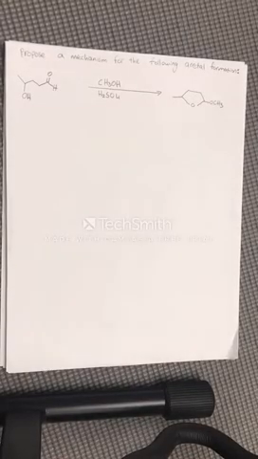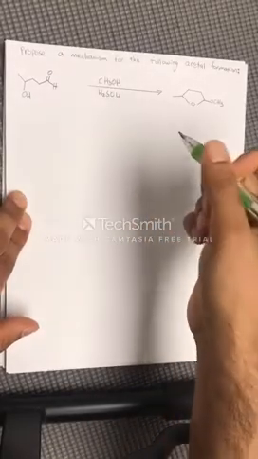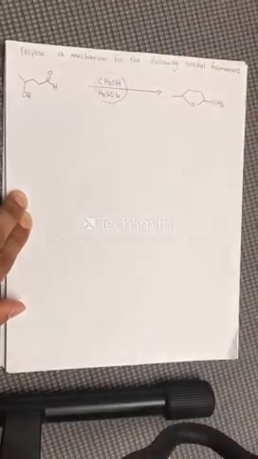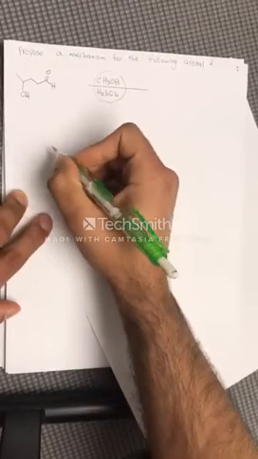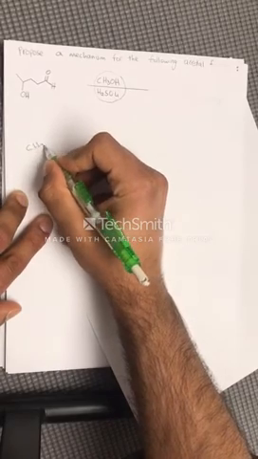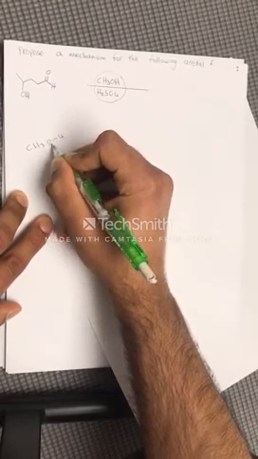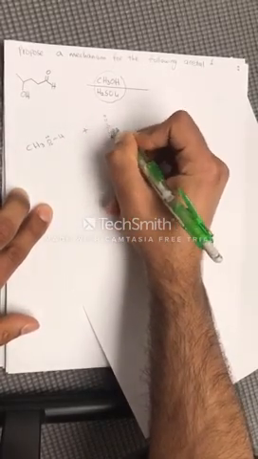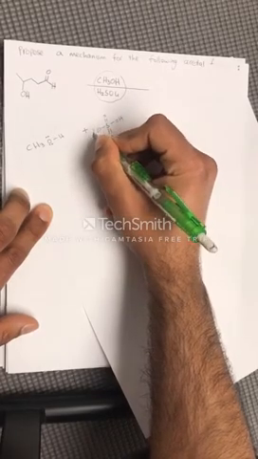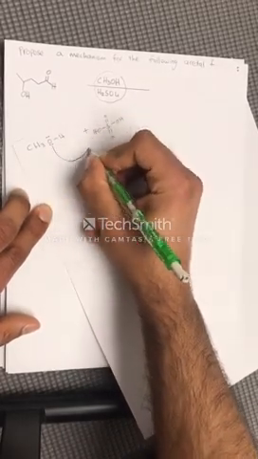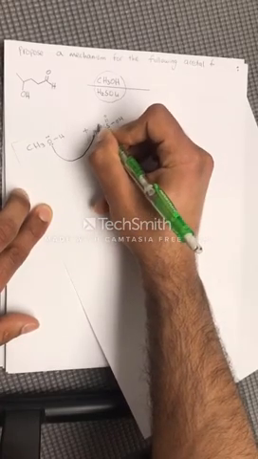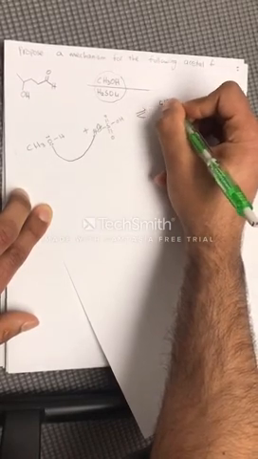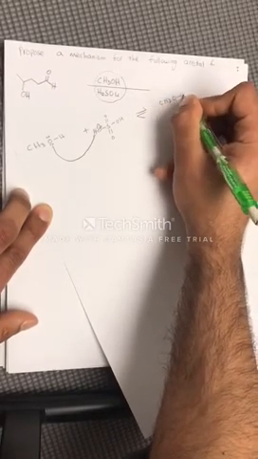Propose a mechanism for the following acetal formation. If you recall from Gen Chem, when you take methanol and mix it with sulfuric acid, acid-base chemistry happens. So methanol and sulfuric acid. The base extracts a proton from the acid, putting the electrons back onto oxygen, and that gives you a methoxide. I'm sorry, not methoxide. It gives you an oxonium ion.